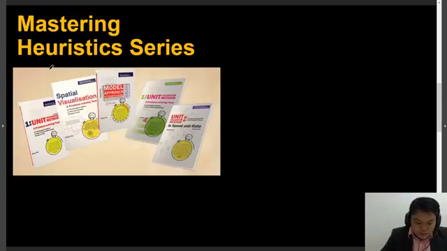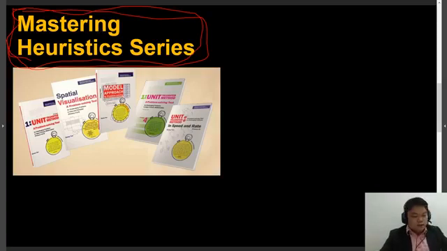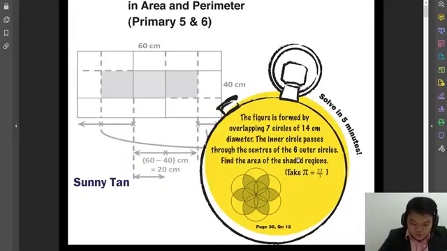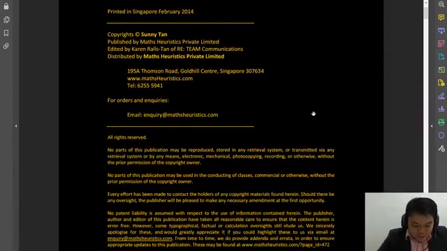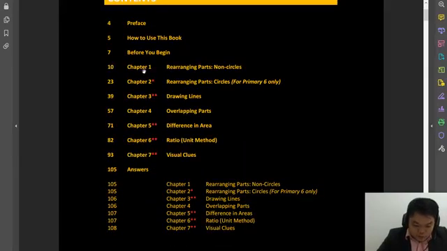So this spatial visualization difference in area is part of the Mastering Heuristics series written by my mentor, Mr. Sani Tan, and this is the book that we have come up with here at Maths Heuristics. Let me just show you the ebook version so that it's clearer. You can see that it's been written and published in Singapore since 2014. There's a lot of content in this book, specifically 6 unique techniques. Today, what we'll be covering is the difference in area.